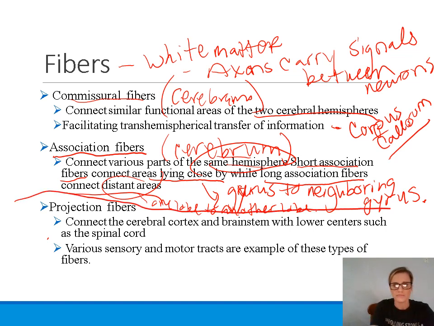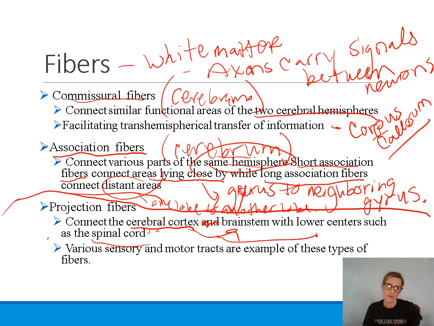Projection fibers, I don't like the way that the beginning of this is worded, but projection fibers connect the cerebral cortex with another area of the brain. Maybe that's a better way to say this. So they can connect the cerebral cortex with areas in the brainstem, with deep nuclei, with the spinal cord, with the cerebellum. They're leaving the cerebrum, essentially.